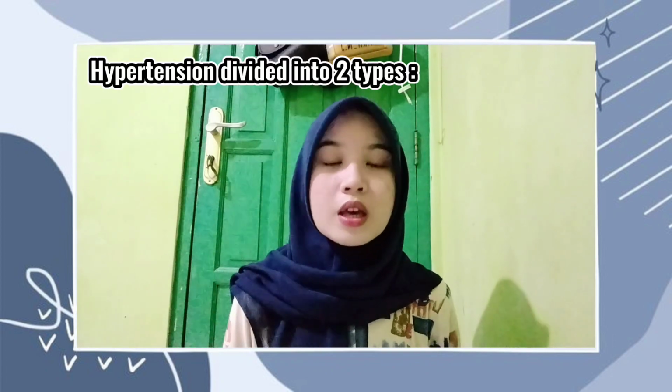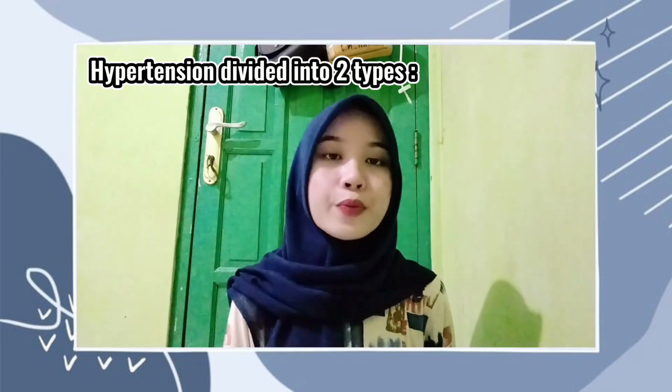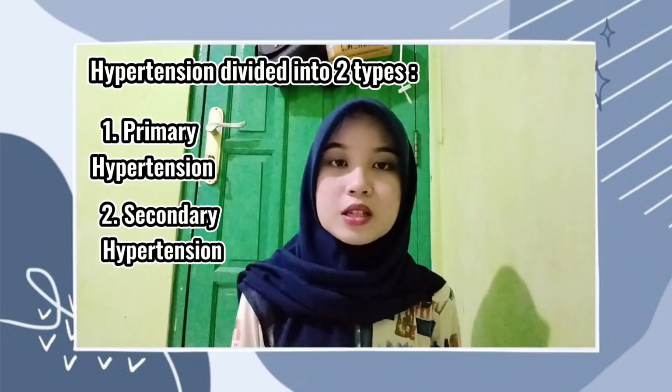Hypertension can be known by routine checks on blood pressures. It is recommended to be done annually by all adults. Hypertension is divided into two types, namely primary and secondary hypertension. The following is an explanation of the causes of this hypertension.